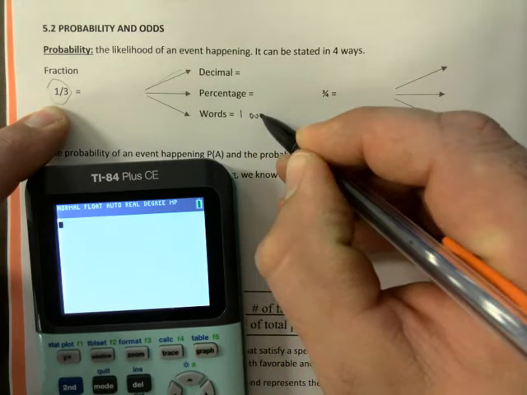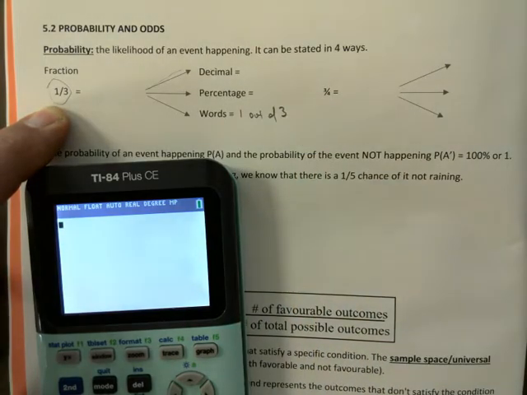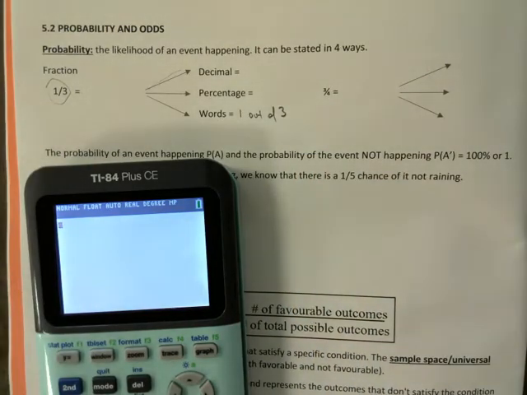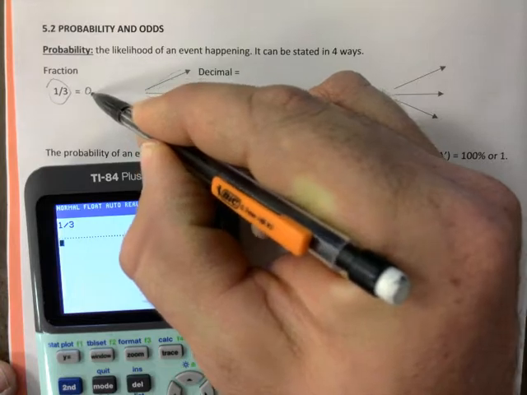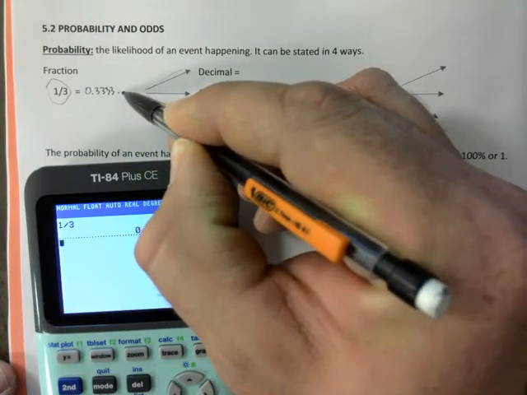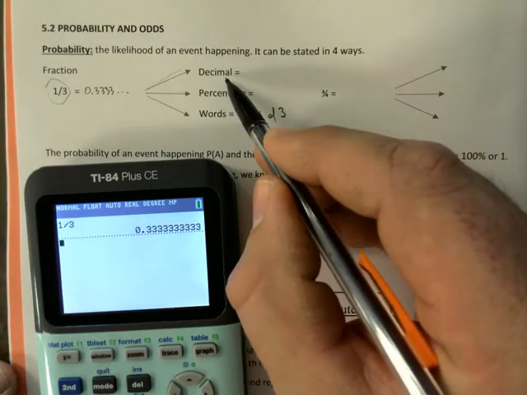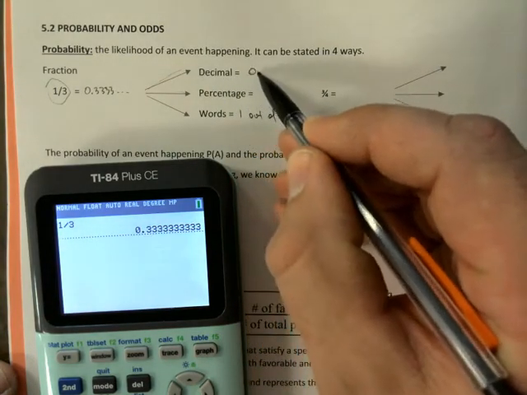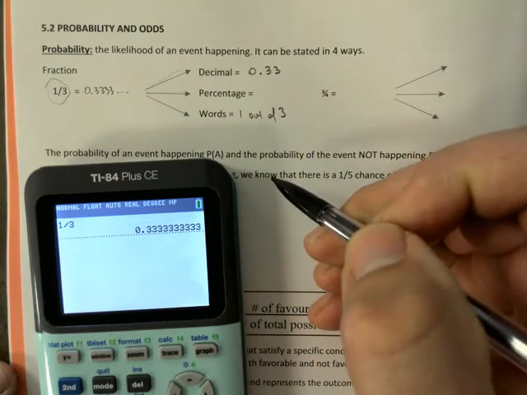1 out of 3. That one is easy to do. 1 out of 3. I want you to do this. So you would go 1 divided by 3, right? So you want to imagine that you're going to write down what your calculator shows here. Okay? And if you state it as a decimal, it would be 0.33 rounded to 2 decimals.